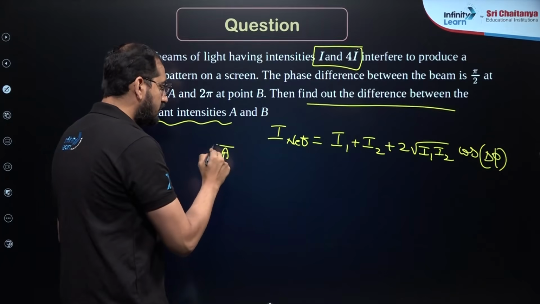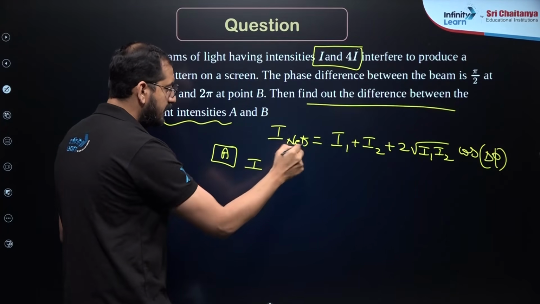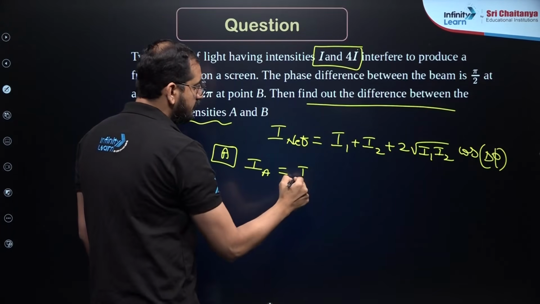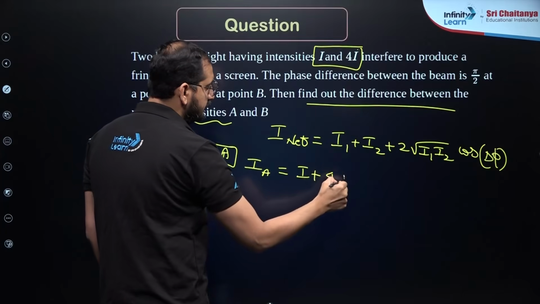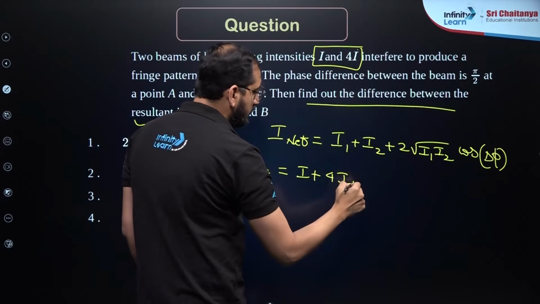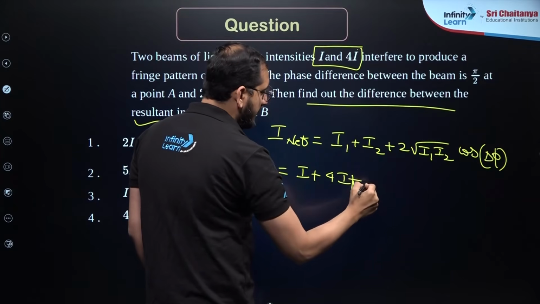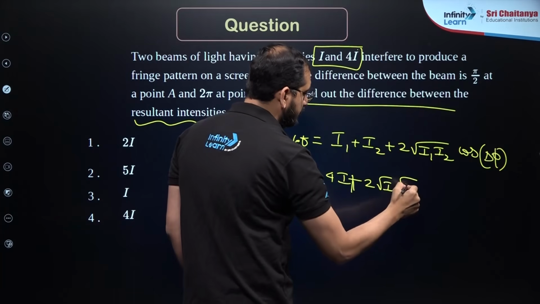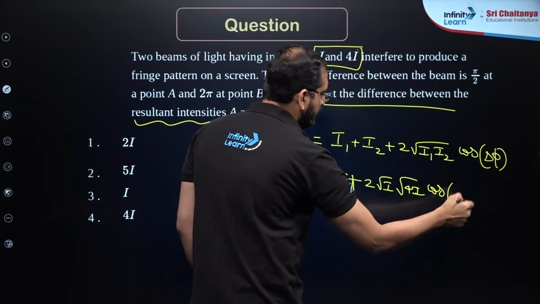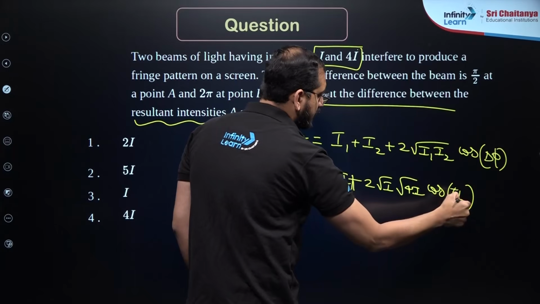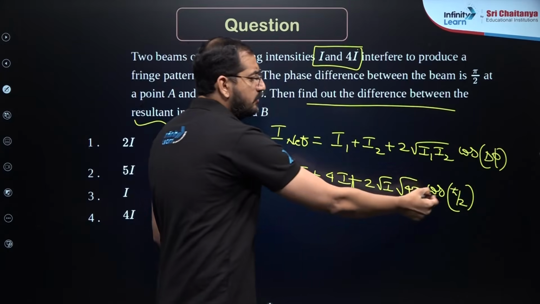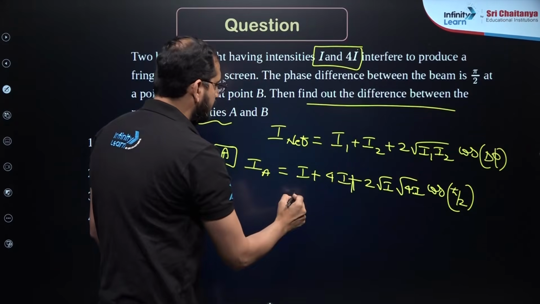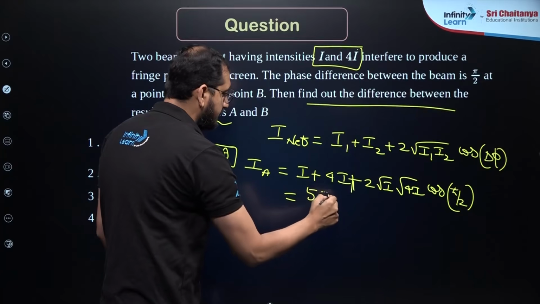So when we are talking about point A, we will get the I net, let's call it IA, is equal to I1 and I2, which we can put from this equation. So we are putting these I1 and I2 values over here, and then we have this 2 times root I multiplied by root of 4I, and the phase difference is pi by 2. So cos pi by 2 value is equal to 0. So this term will vanish and we will get IA as 5I.